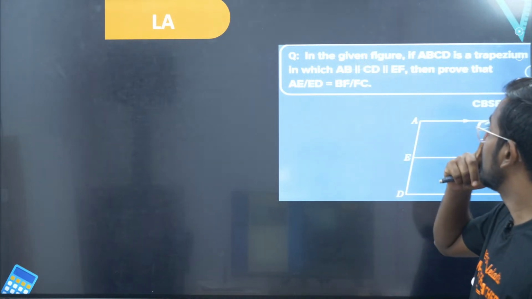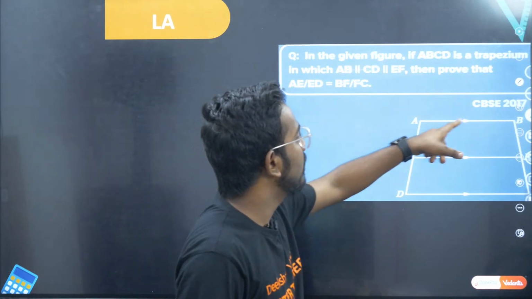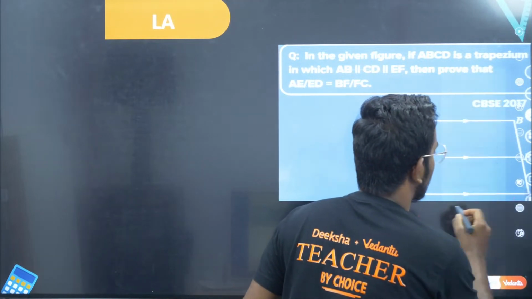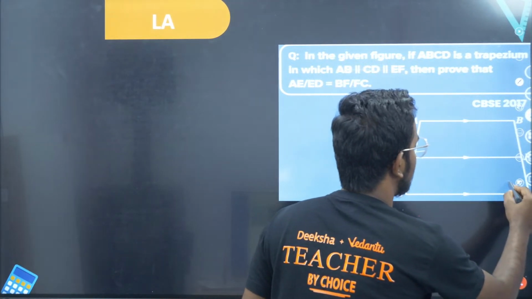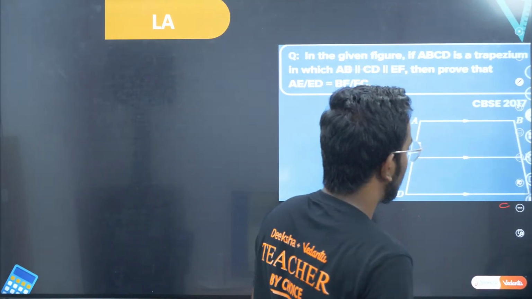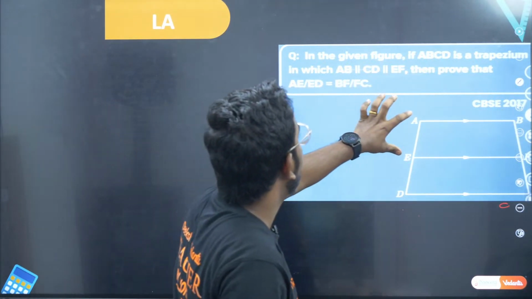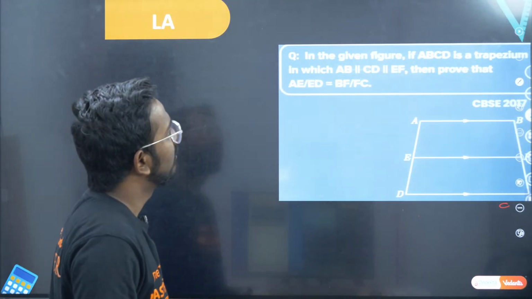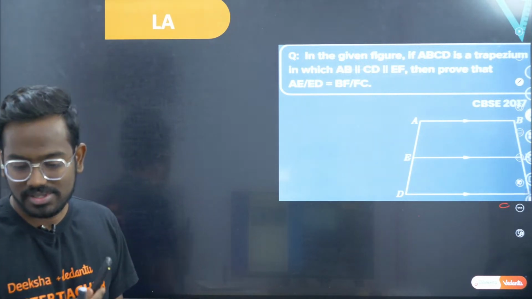Okay, so in the given figure, ABCD is a trapezium in which AB is parallel to CD. The last point over here is C. Now prove that AE by ED is equal to BF by FC. Sir, how do we prove this without taking any triangles? There are no triangles, only the trapezium is visible. How do you prove this?